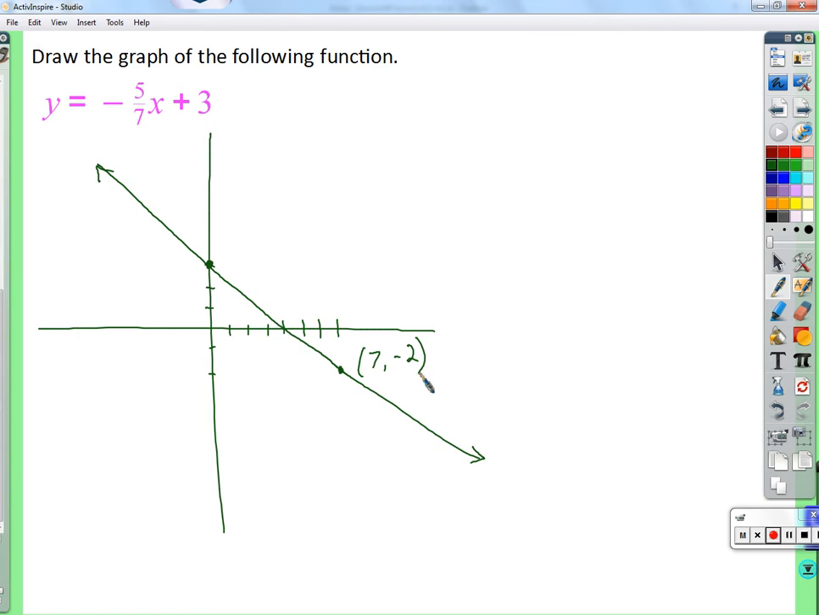Anyway, so I put in 7 and I get out negative 2. In 7, out negative 2. Right? 7 for x, negative 2 for y. Another way to look at it, it's almost exactly the same, but just slightly different. If I take 7 and I put it in here for x, and then I take this negative 2 and I just plug it in for y, I don't wait to see what y is, I just put that in for y, then what will happen? It would be equal on both sides. It would be true. This equation would be true.